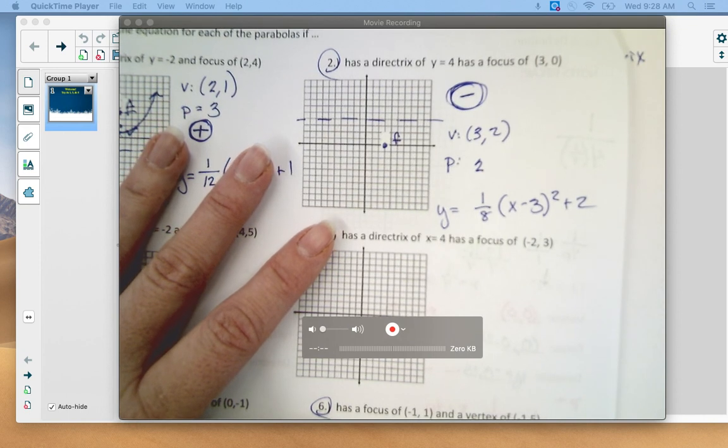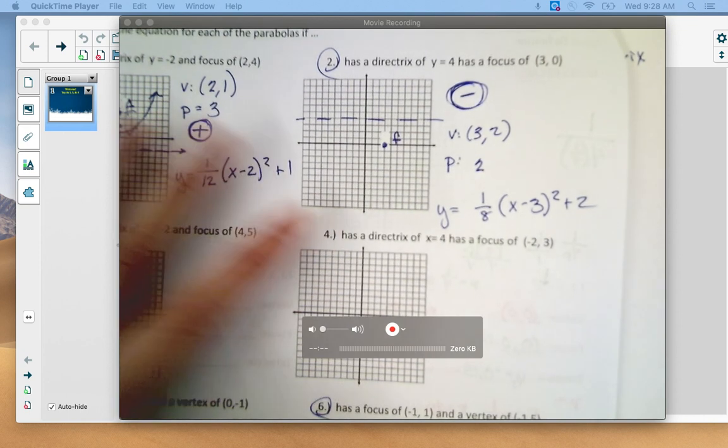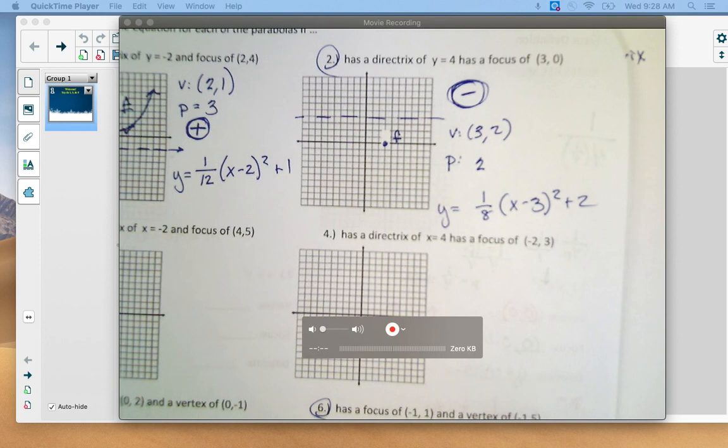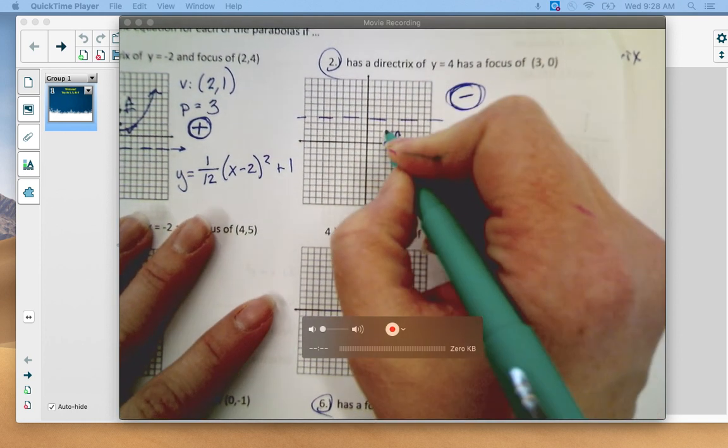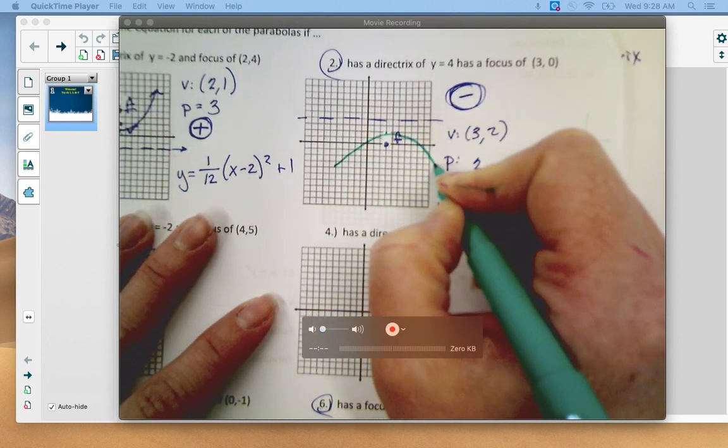I hope not. What's the mistake? Everything that's on the paper is correct, except what's that one detail? Remember, if this is my vertex, 3, 2, we said it was concave down.